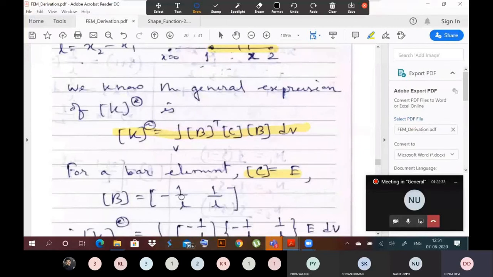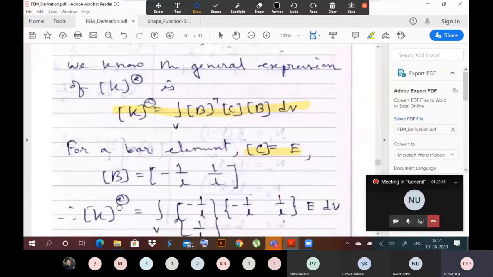So put these values of B, B transpose and C in this expression. Again, what is dV for a bar element? For a bar element, dV you can write as dA into dx. If we consider a prismatic bar, prismatic bar means the cross section is constant throughout the bar, then integration over area dA will be equal to A. That means throughout the length of the bar, the cross section is constant. Therefore, integration over volume can be transformed into integration over length alone.